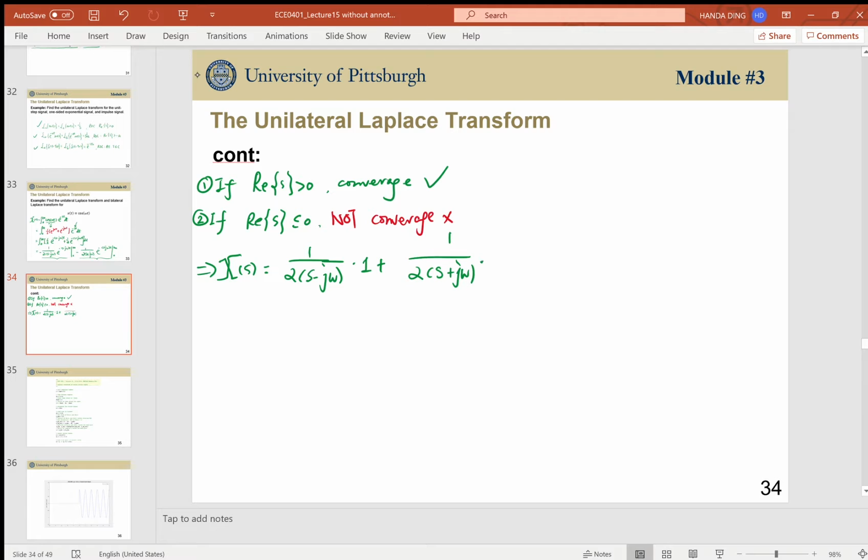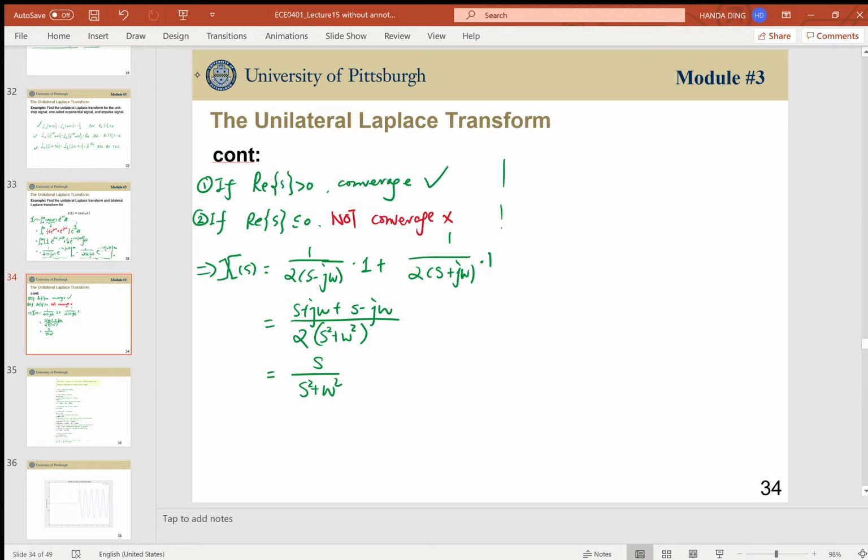Same thing here. And that gives you, now you are an expert in complex calculation, right? Square, please. And that will give us the final results for the one side, unilateral.